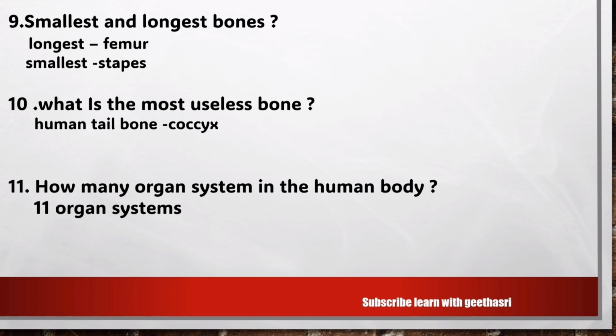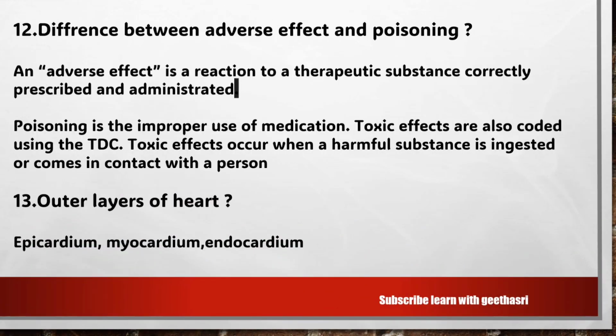Difference between adverse effect and poisoning. Adverse effect is a reaction to a therapeutic substance currently prescribed and administered. Poisoning is different, and it is the improper use of medication. Toxic effects are also coded using this table of drugs and chemicals.